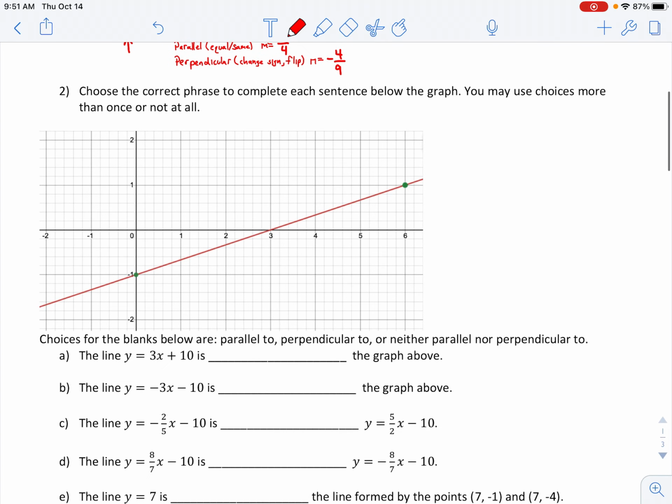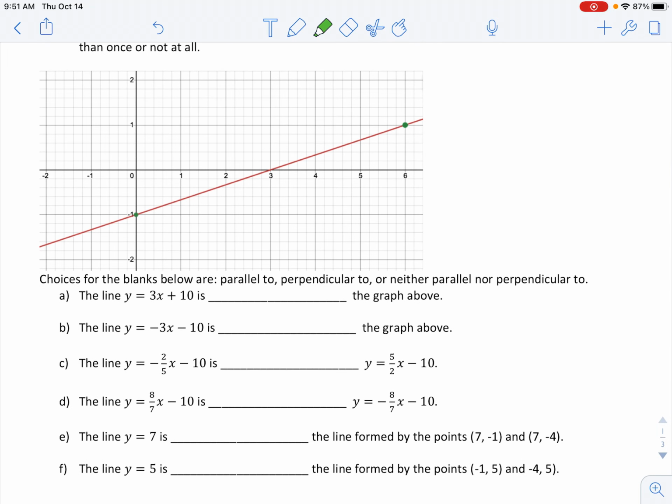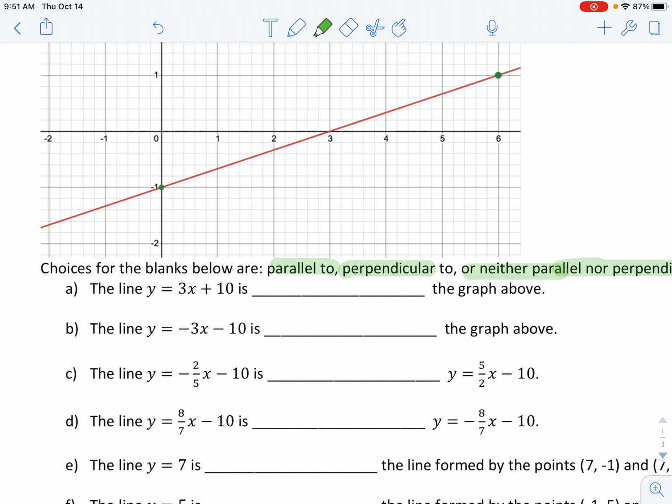Cruising right along. We're going to choose the correct phrase to complete each sentence below the graph. You may use choices more than once or not at all. All right, so these are our choices: parallel to, perpendicular to, or neither parallel nor perpendicular. So it's parallel, perpendicular, or neither. All right, so looking at A, y equals 3x plus 10 is blank to the graph above. So let's look at this graph.